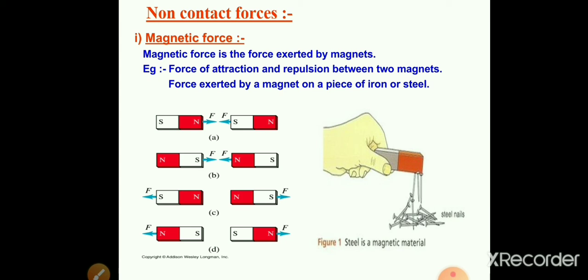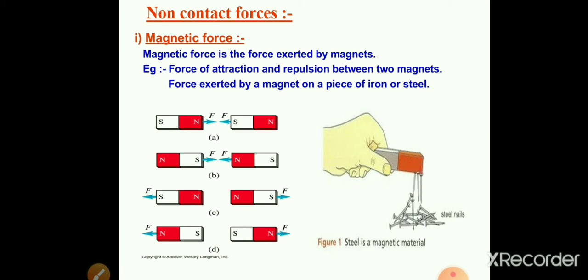When the magnet is taken near an iron nail or a steel nail, you can see here in the picture, it is at a distance only, but these pins are moving towards the magnet. That is because of magnetic force.